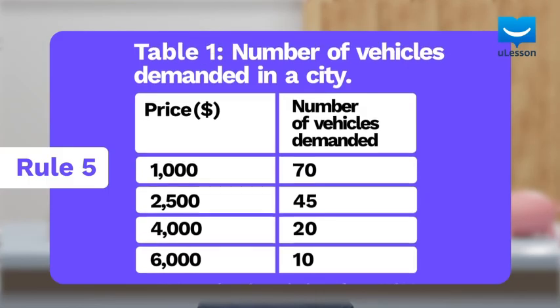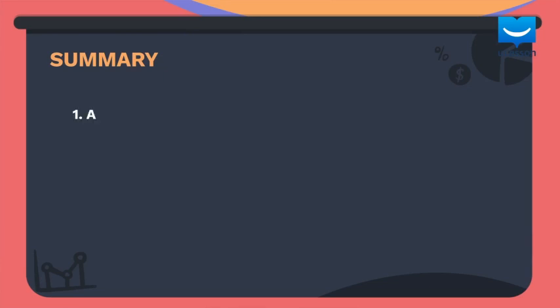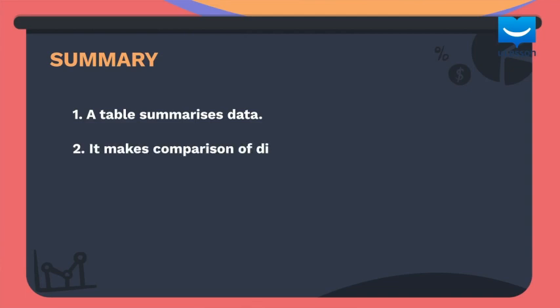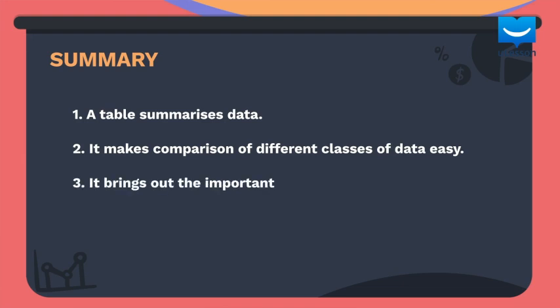Now that we know the characteristics of a table, why is a table important anyway? A table is a good way to summarize data. It makes comparison of different classes of data very, very easy. And a table brings out the important features in a data set.